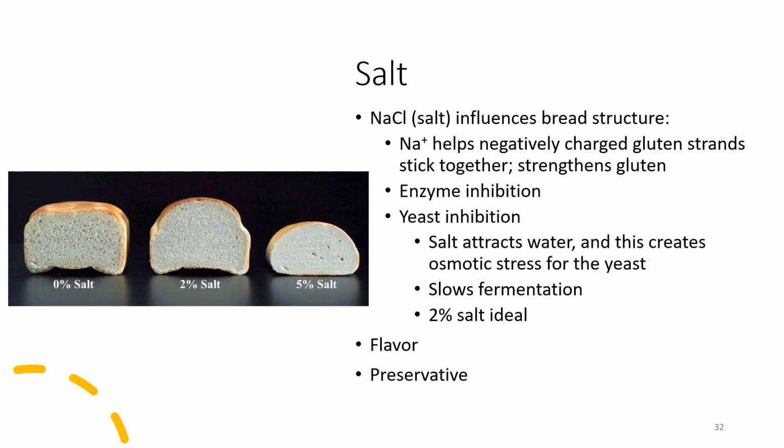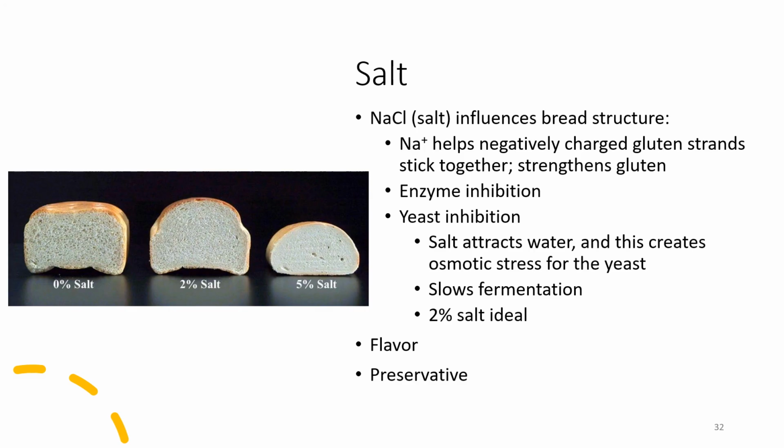Another important thing that salt does is that it can inhibit or slow down enzymes. And this can actually be a good thing, because if you're slowing down enzymes, then it can actually allow more starches and sugars to build up in the bread, because those enzymes aren't able to act on them in time, which can actually help contribute to the flavor and browning of the bread as it bakes.